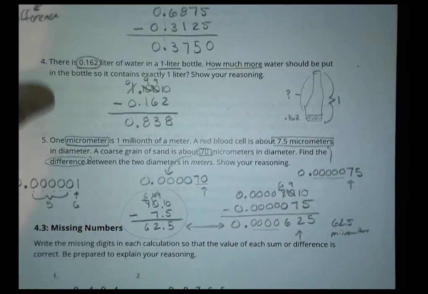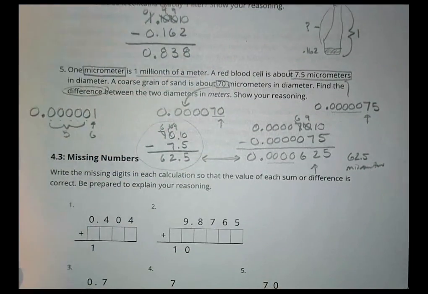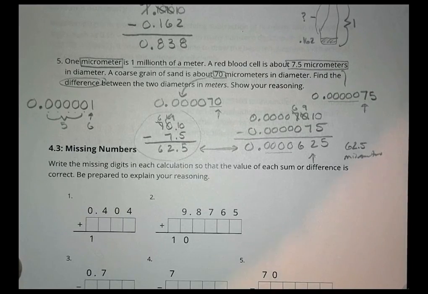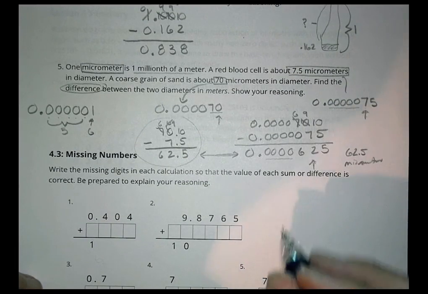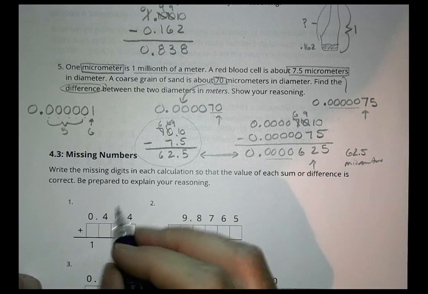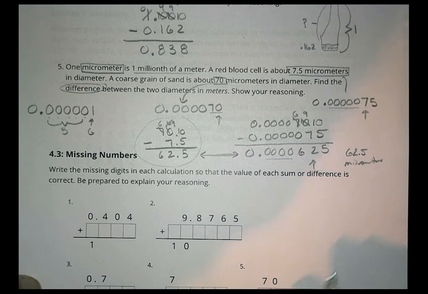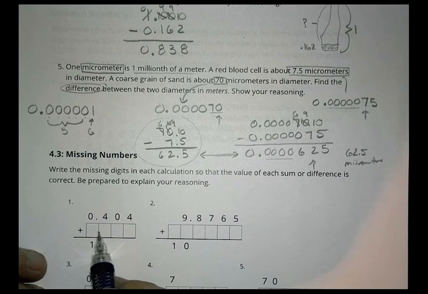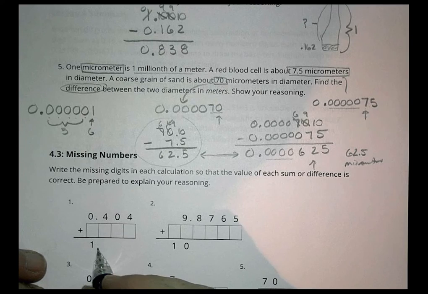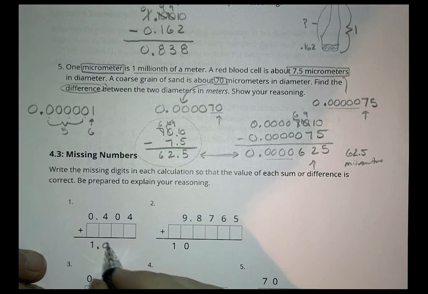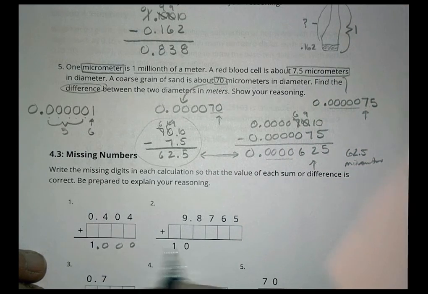Alright, activity 3, missing numbers. For this next activity, it says write the missing digits in each calculation so that the value of each sum or difference is correct. Be prepared to explain your reasoning. Okay, so when you look at this here, just know that we're only going to be putting in numbers for where the boxes are going to be. Okay, this answer, for example, is actually going to be 1. And we could write it out as 1.000 if you wanted to, but the answer is going to be 1.